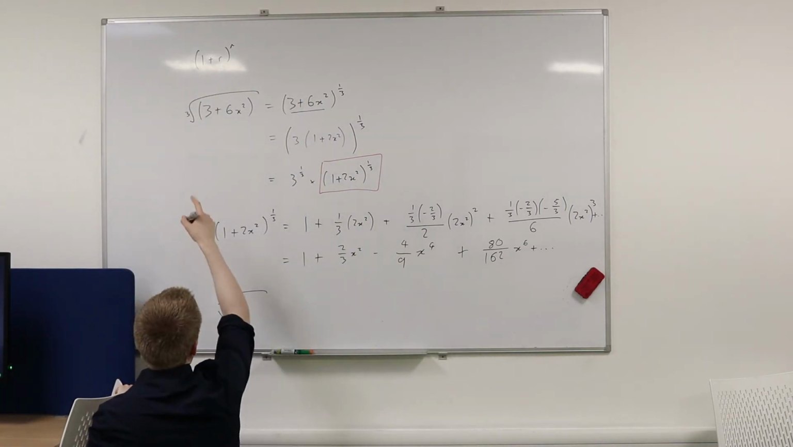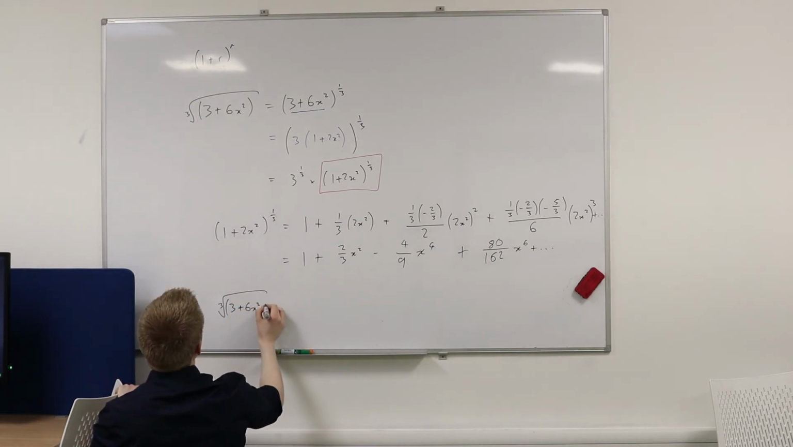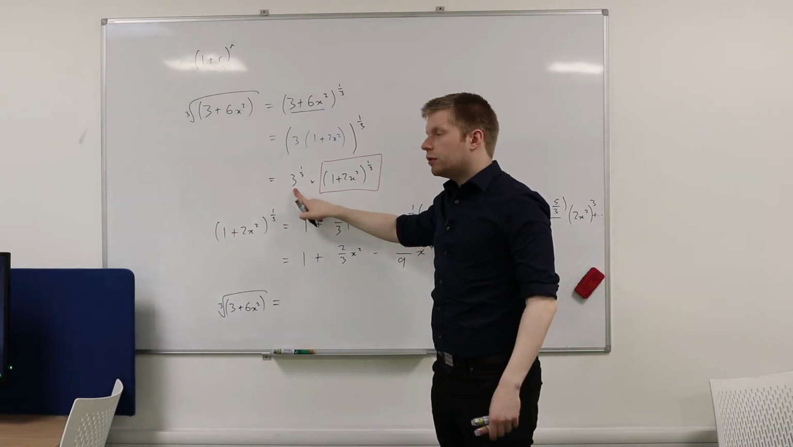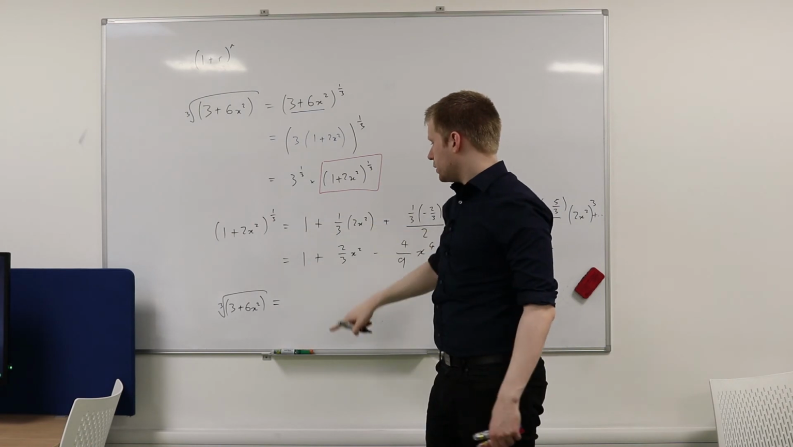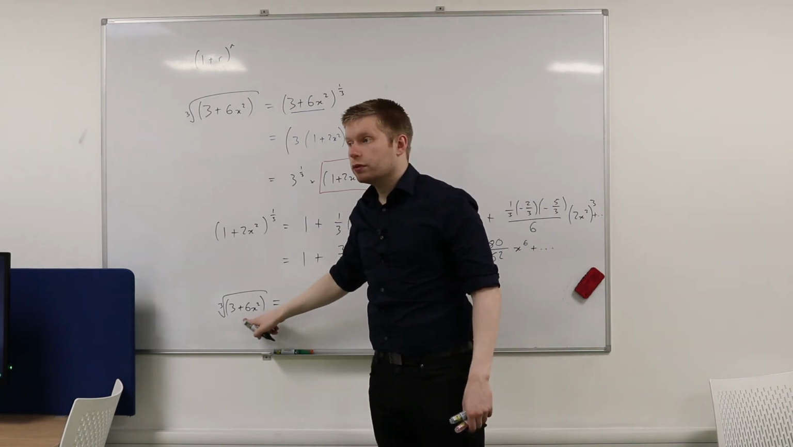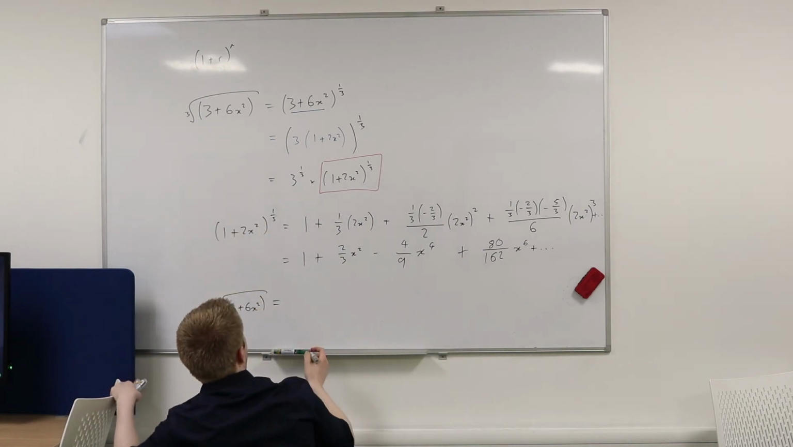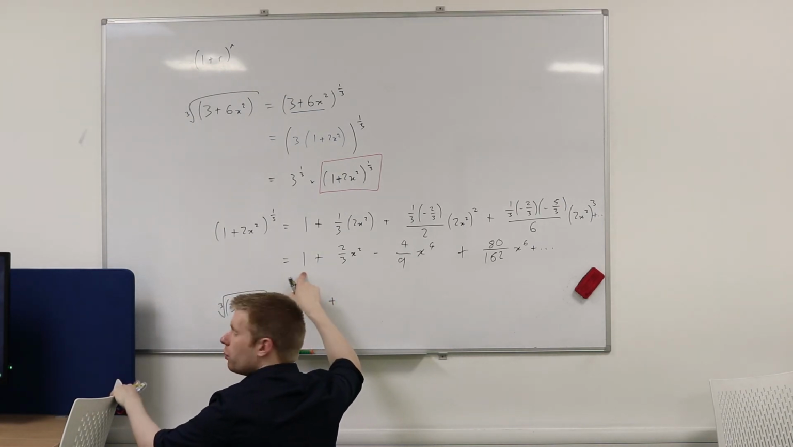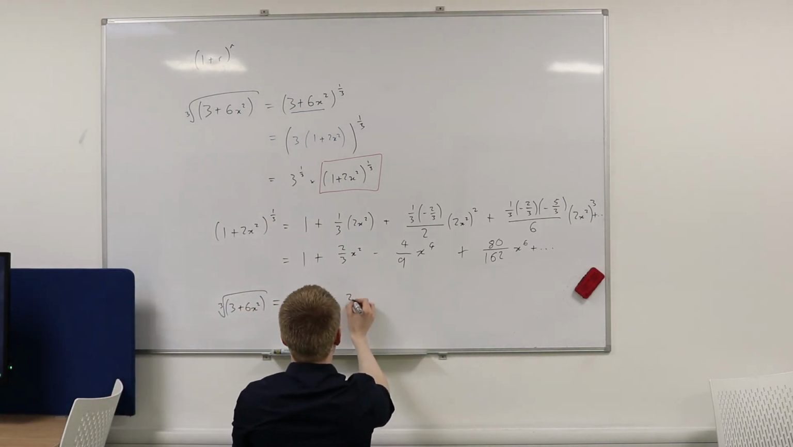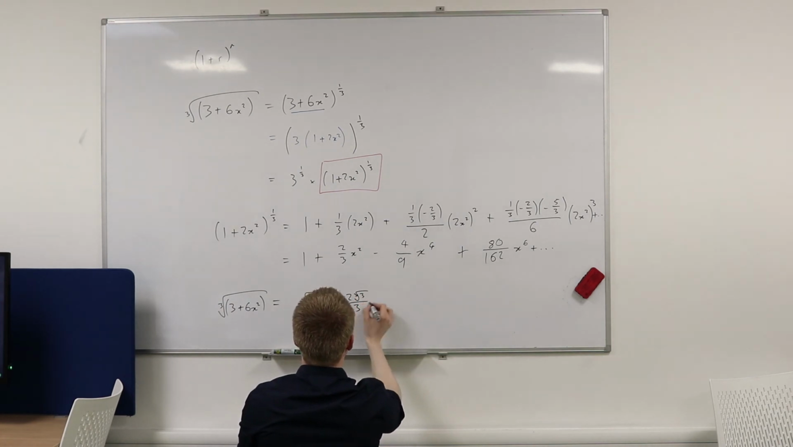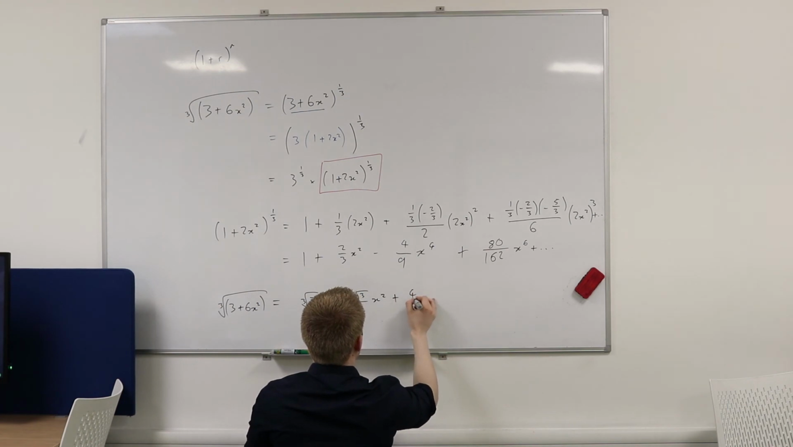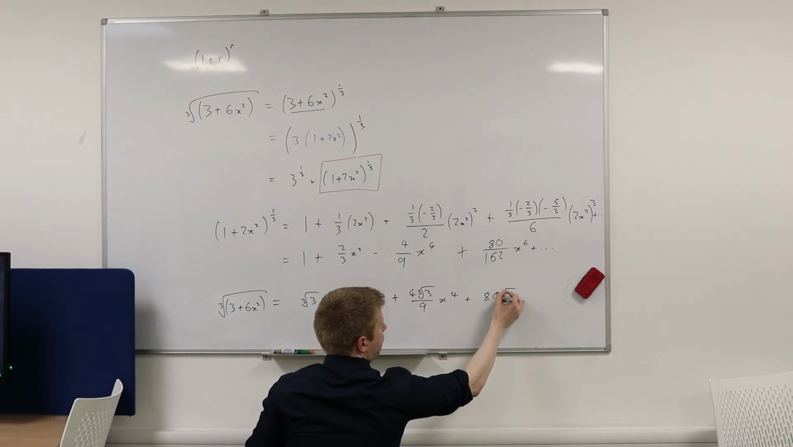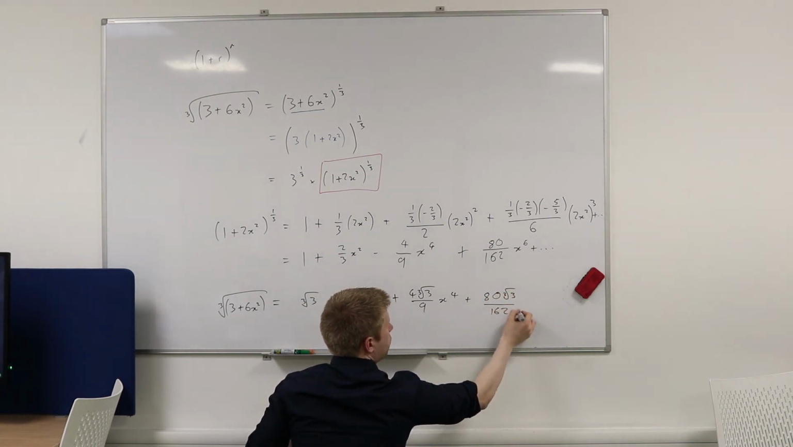So the cube root of 3 plus 6x squared should be equal to this thing multiplied by 3 to the power of 1/3. You happy with that? Because that's equal to that. So therefore this multiplied by 3 to the power of 1/3 should be equal to this. So if I multiply every term by 3 to the power of 1/3, that's just the cube root of 3. So 1 times the cube root of 3 is just the cube root of 3. 2/3 times the cube root of 3 is just 2 cube root of 3 divided by 3, times x squared, plus 4 cube root of 3 divided by 9, x to the power of 4, plus 80 cube root of 3 divided by 162, x to the power of 6.